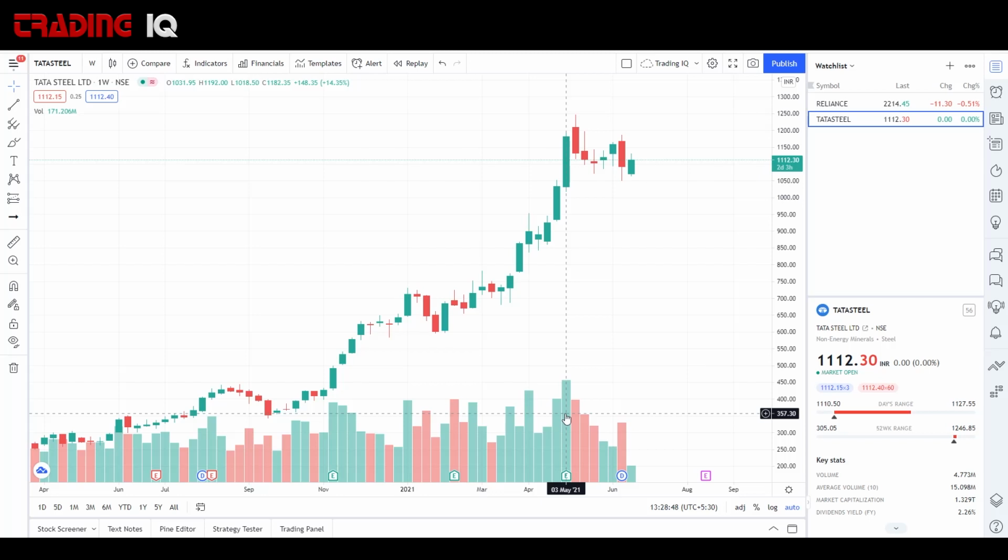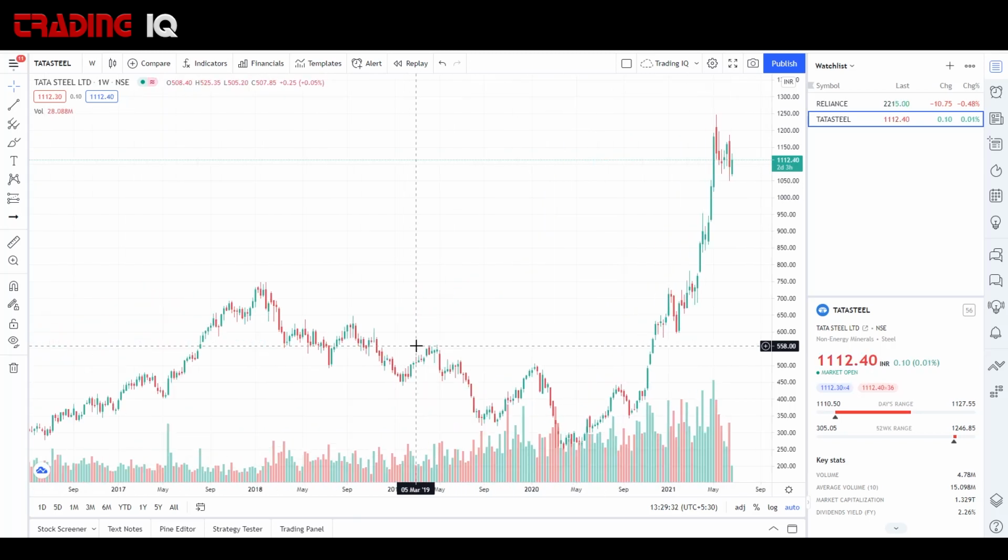And within that week, the transactions happened, right? Buyer met seller, seller met buyer, transaction happened, and the price went up from 1,031 rupees to 1,182 rupees. All the transactions included represent volume. So for that week, you see the volume is 171 million. For the previous week, similarly, you can see 139, the week before 92, right? So that's how you can study volume.